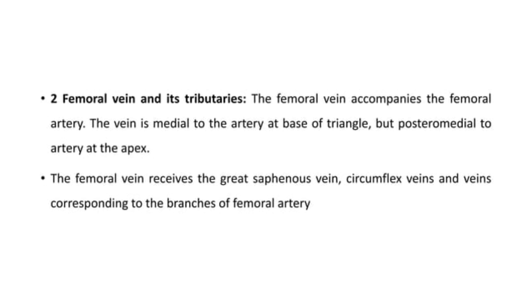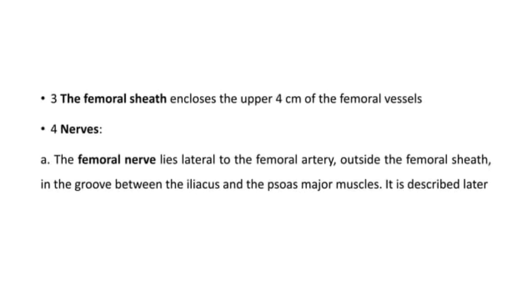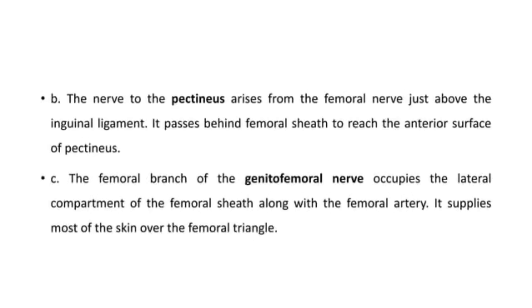Femoral sheath encloses the upper 4 cm of the femoral vessels and nerves. Femoral nerve lies lateral to the femoral artery outside the femoral sheath. Femoral sheath does not include the femoral nerve, which lies in the groove between the iliacus and the psoas major. Nerve to pectineus is also a branch of the femoral nerve, and third is the genitofemoral nerve.